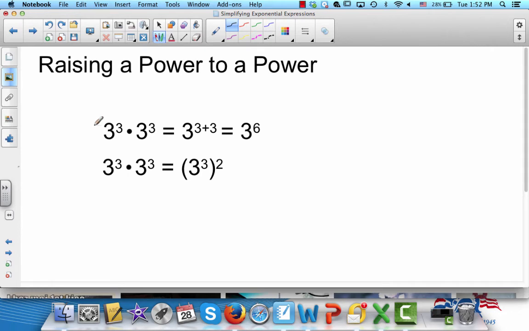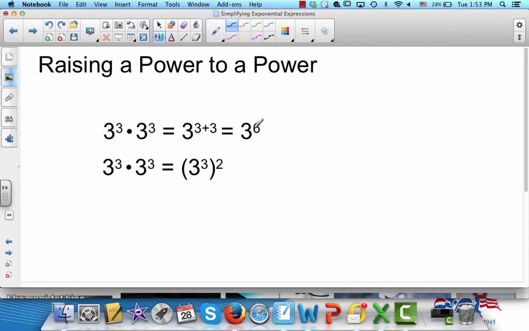All right, now we're going to be raising a power to a power. Now this one's a little bit different, so we're going to look at it in a little bit more detail. We've got 3 to the 3rd times 3 to the 3rd, and what you've learned is that you add the exponents. 3 plus 3 gives you 3 to the 6th. But this is a special circumstance because look, 3 to the 3rd times 3 to the 3rd, anytime you multiply a number by itself, that means that you're squaring the number. So this is 3 to the 3rd squared.